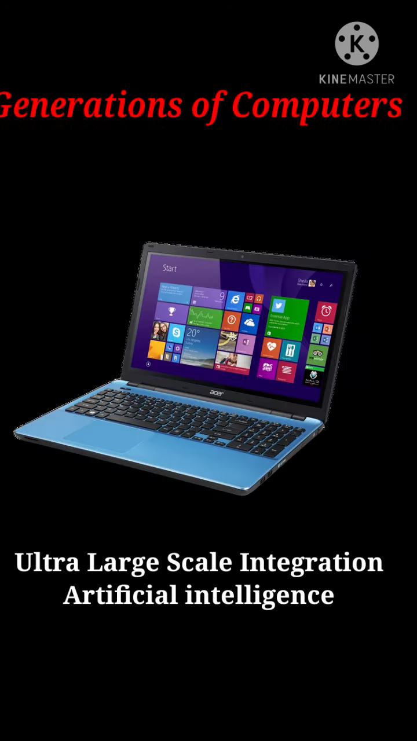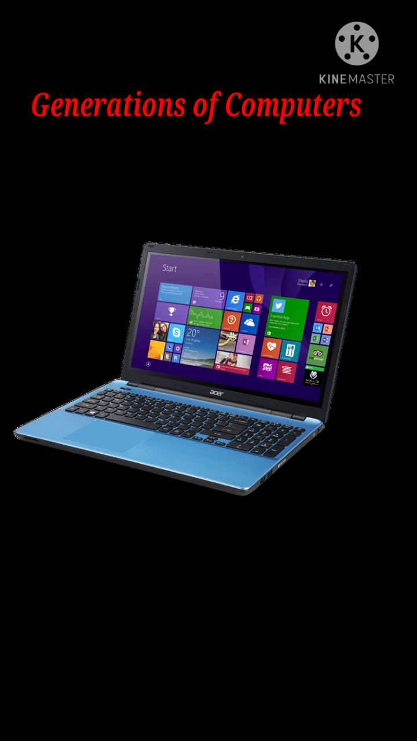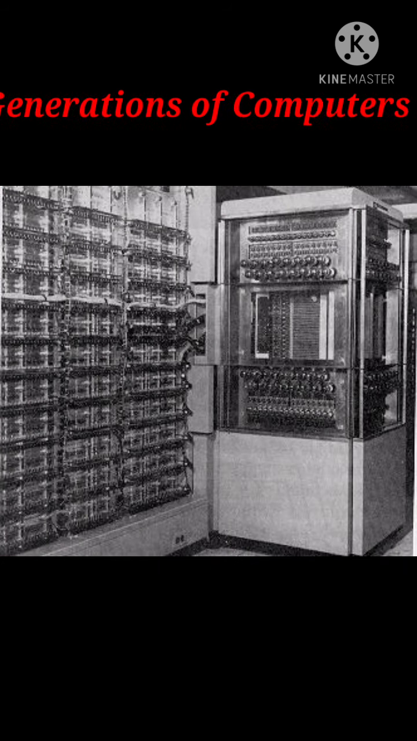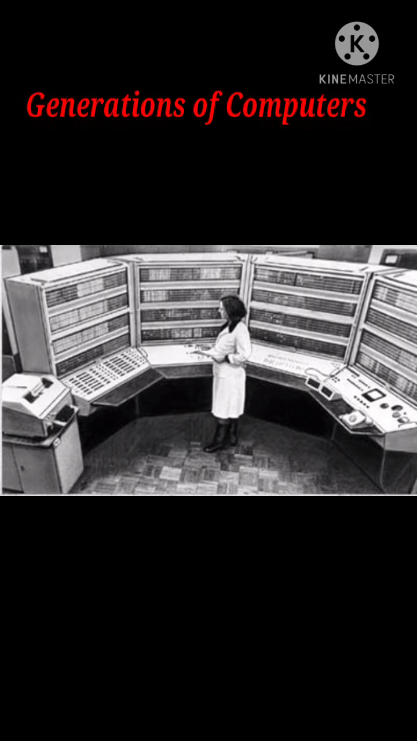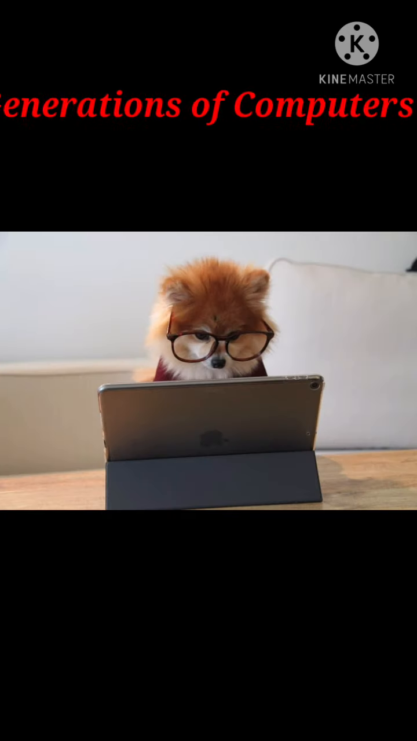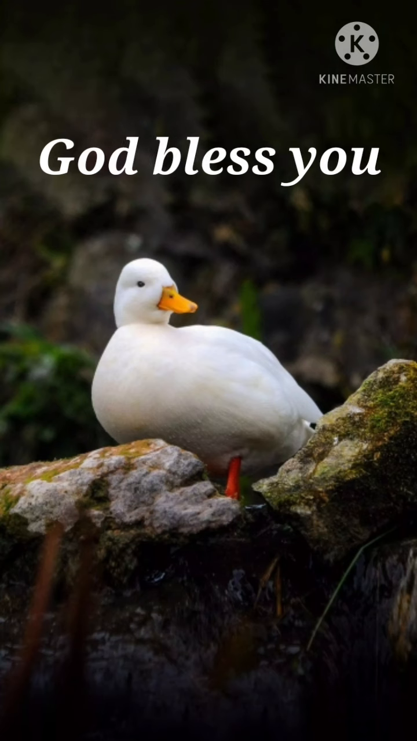So finally, we have 5 generations of computers. Each generation of computers used different components. First generation vacuum tubes, second generation transistors, third generation integrated chips, fourth generation large scale integration, fifth generation ultra large scale integration.